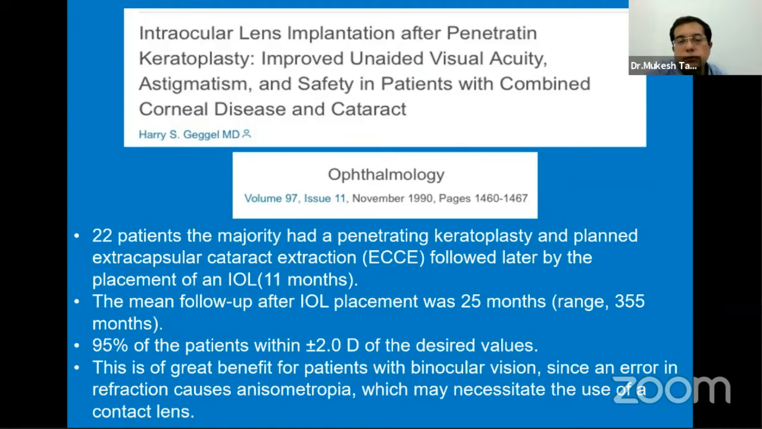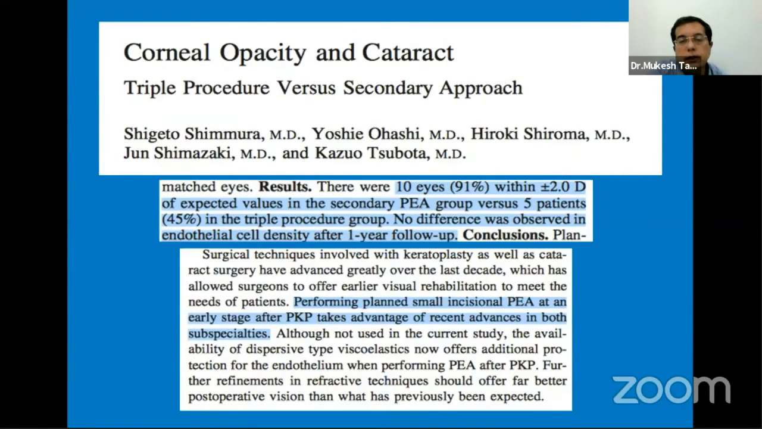In this particular study, about 95% of the patients had plus or minus 2 diopters, which is much better than the standard K values. And now, as I said, with the advanced and safer techniques of phacoemulsification and better viscoelastics, you can always do a PK first, and maybe after about 6 months, you can plan a regular phacoemulsification.